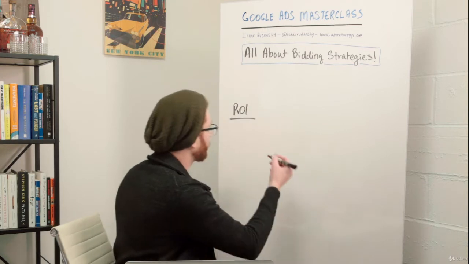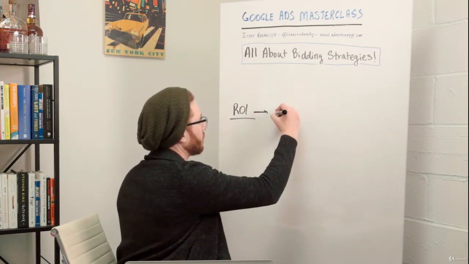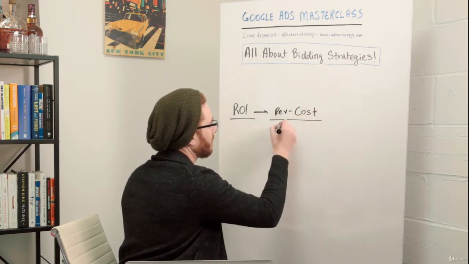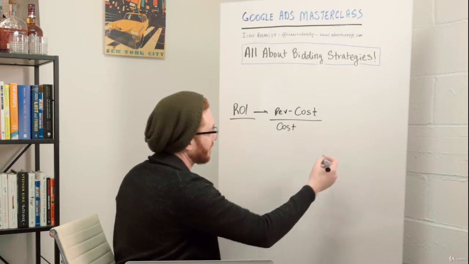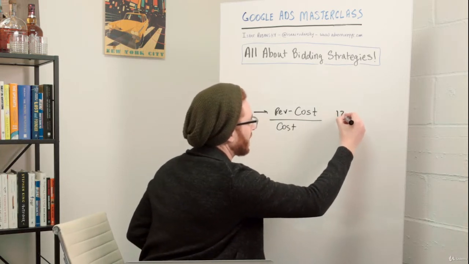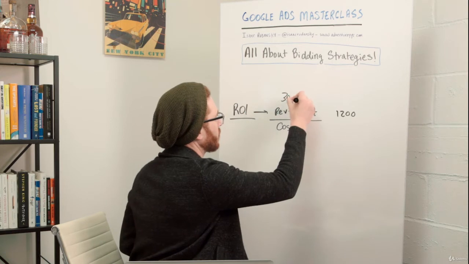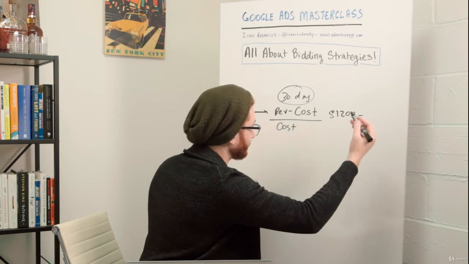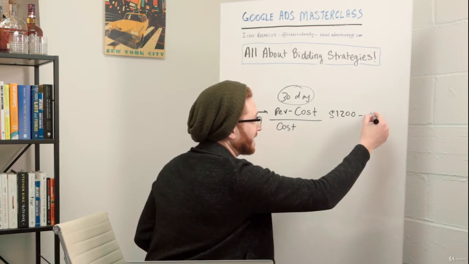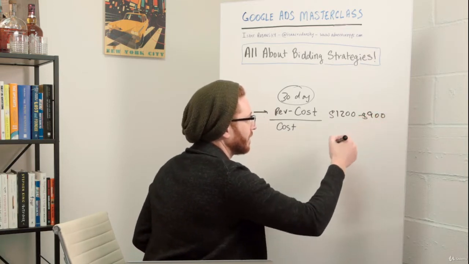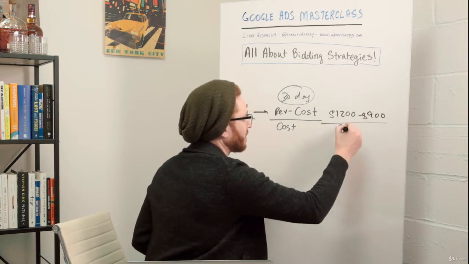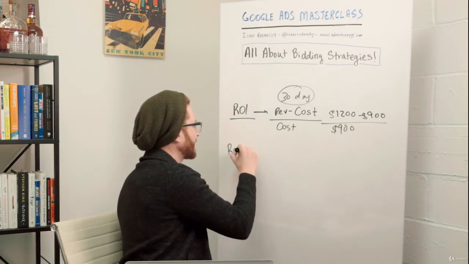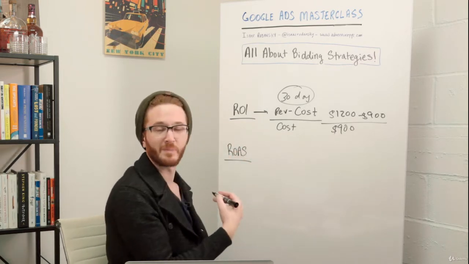So straightforward ROI would be revenue minus cost, divided by cost. Okay, so if I generated $1,200 in revenue, and let's say you're looking at a 30-day window, of course, it all depends on the time frame. So I would have $1,200 minus, let's say, $900 in expenses, divided by $900, and that would give me my ROI. Now, return on ad spend is really just asking how much more money did I make for my specific ad spend, right?